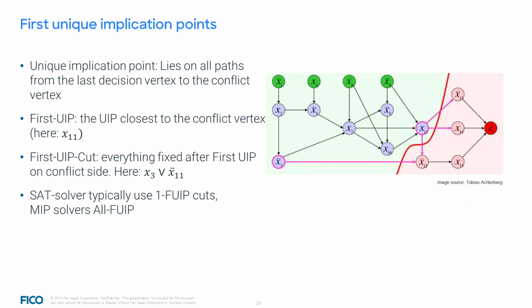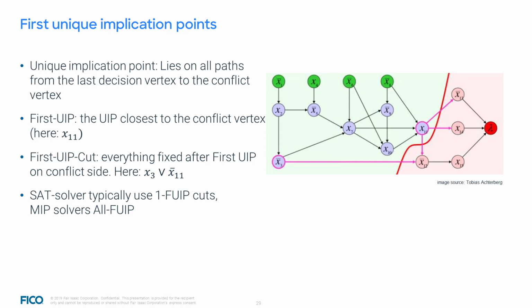It has been shown that first unique implication points are a good strategy to derive conflict cuts from, because they usually give rise to short conflict constraints. A unique implication point is a vertex that lies on all paths from a decision vertex to the conflict vertex. There might be several unique implication points, in which case the one closest to the root is considered the first unique implication point. In our example, this is x11.